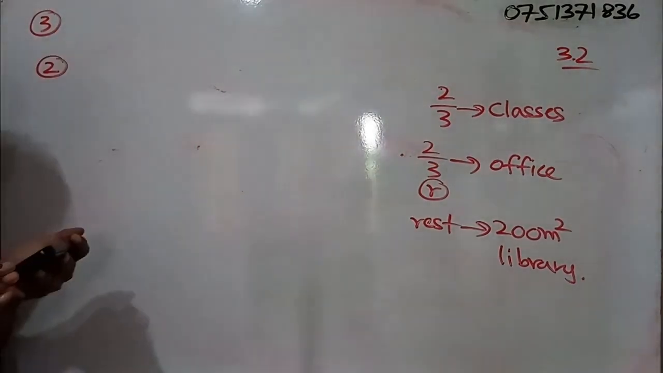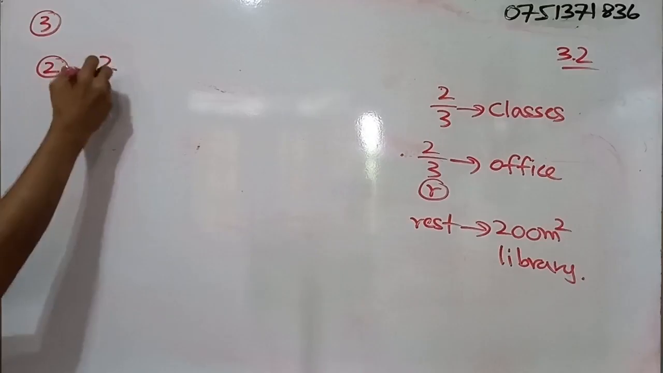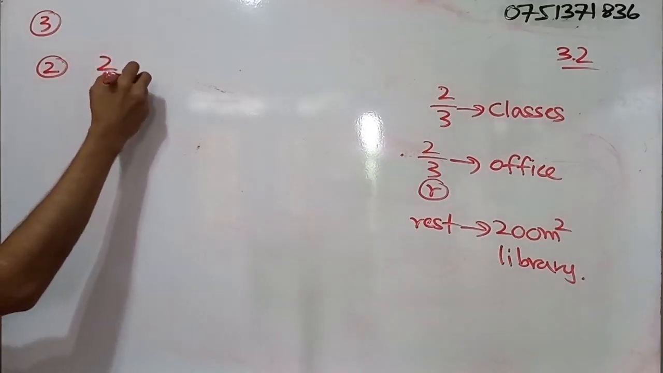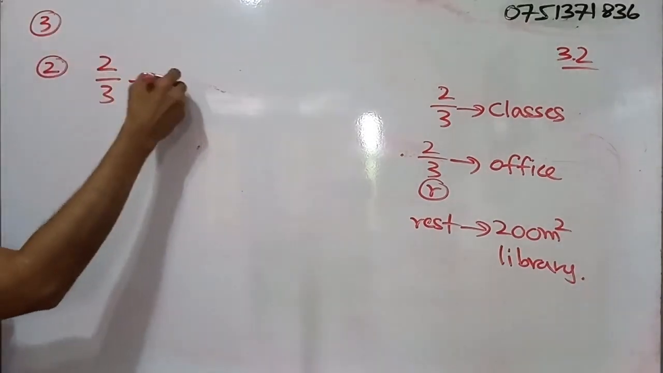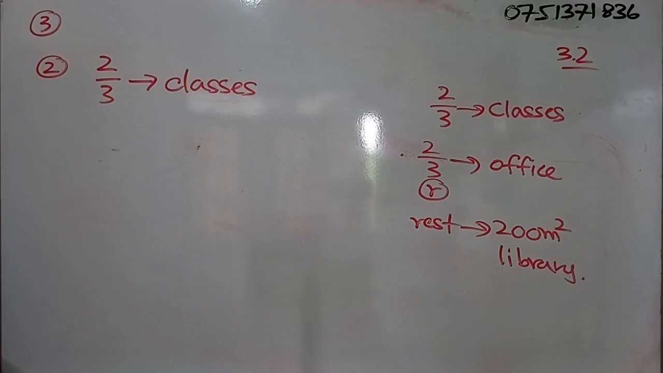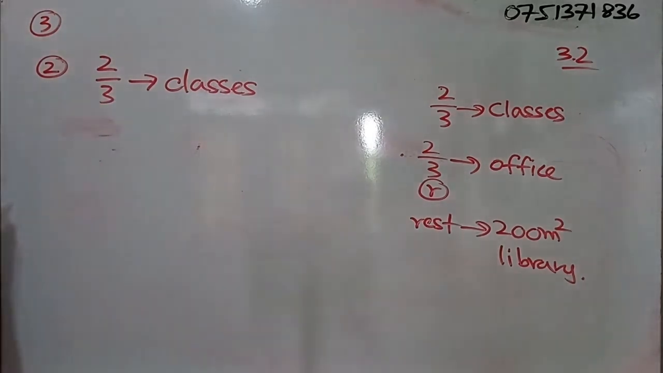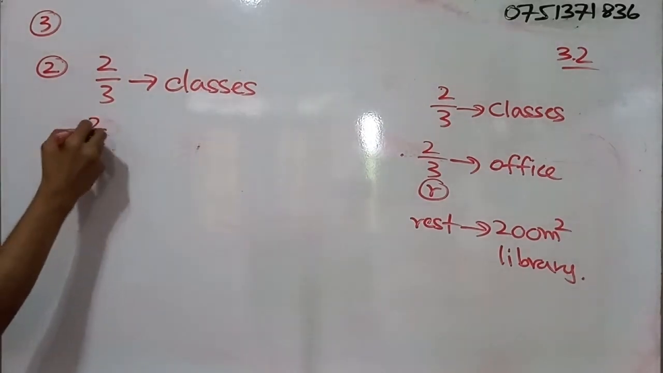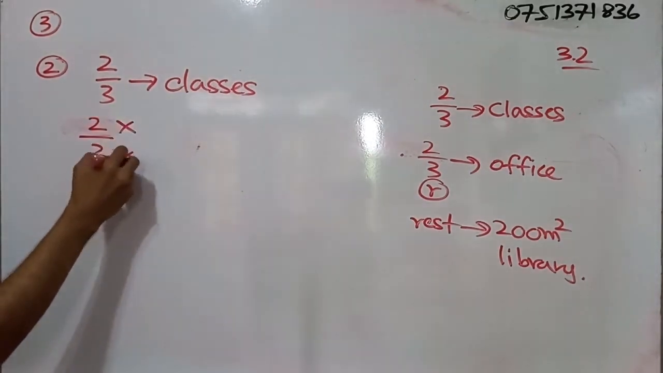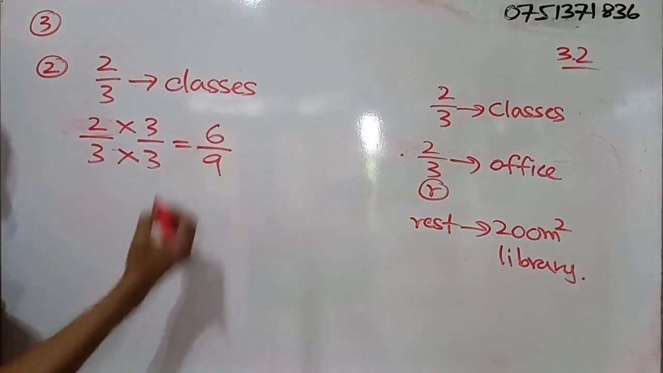Then part 2. What fraction of the whole area has been allocated for the library? So 2/3. So this has been allocated for classes, right? So what do we do? We convert 2/3 into a fraction where the denominator is 9. So 2/3, I will multiply the numerator and the denominator by 3. So we will get 6/9.